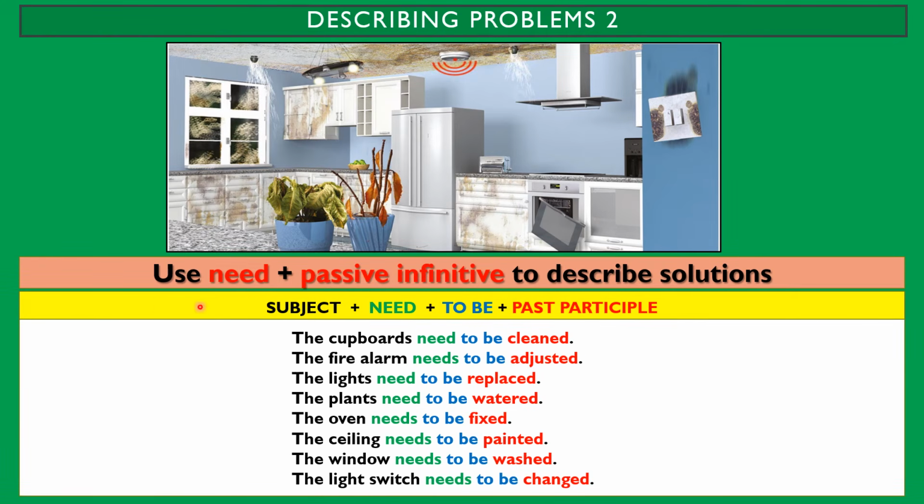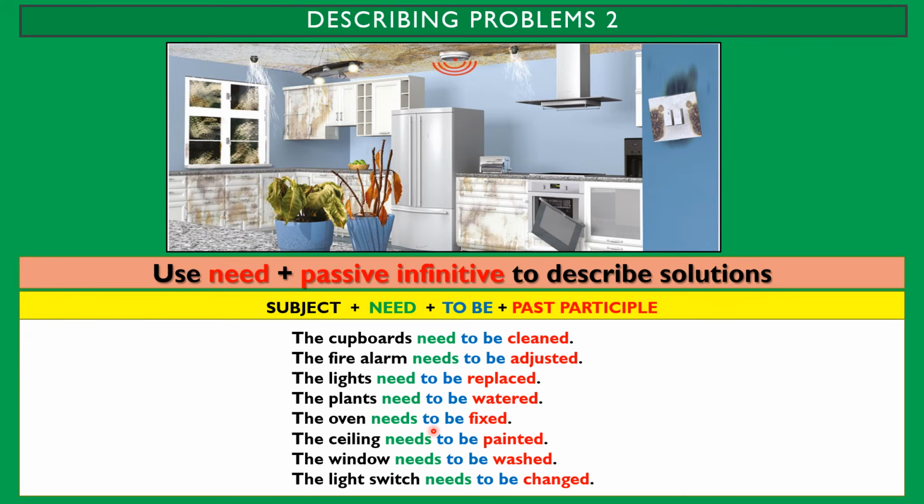You can also use need plus passive infinitive to describe solutions. For this, you need a subject plus need plus to be plus the past participle. For example, the cupboards need to be cleaned. The fire alarm needs to be adjusted. The lights need to be replaced. The plants need to be watered.